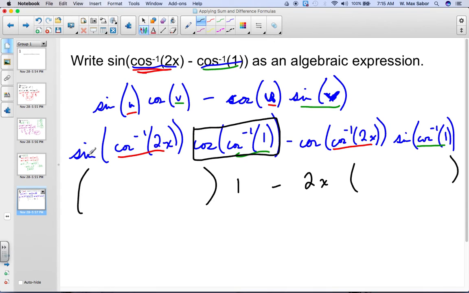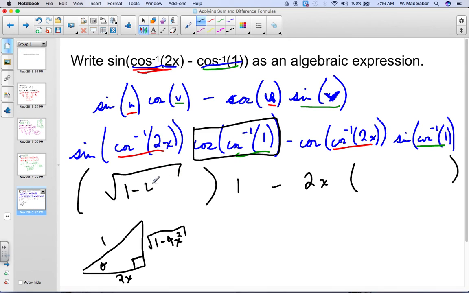So what is sine of arc cosine of 2x? Well, this is something that we learned how to do in the last unit. What we'll do is we'll draw a triangle, and the adjacent over the hypotenuse will be 2x over 1. We can use the Pythagorean theorem to find out that this side is square root of 1 minus 4x squared. So then sine will be opposite over the hypotenuse, square root of 1 minus 4x squared over 1. So this is square root of 1 minus 4x squared. If that was confusing, go back to some of the videos from the previous unit, Unit 4, and you'll see what I'm talking about.